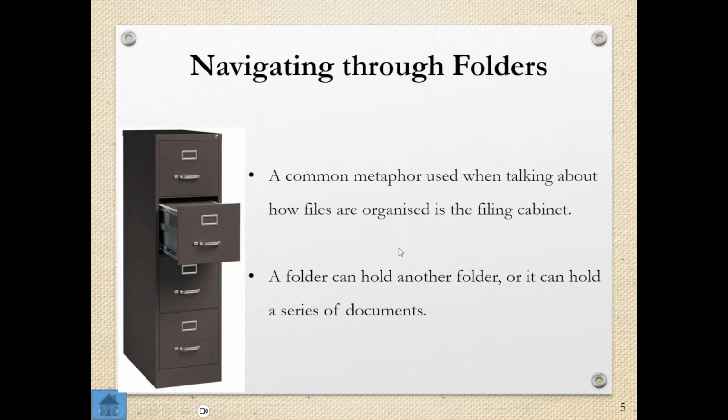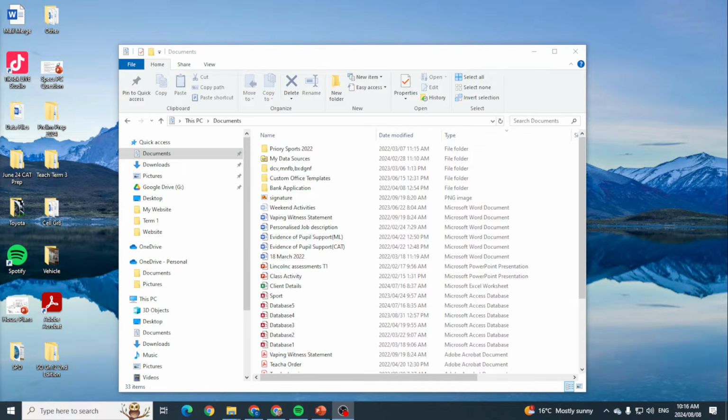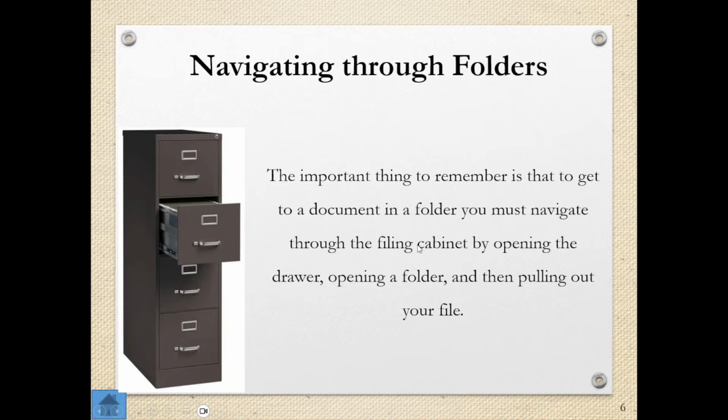A folder can hold another folder, or it can hold a series of documents. So what did I show you when it came to our documents? I showed you that here I've got my documents folder, and inside my documents folder, I've got folders and I've got files. And this is exactly what it's saying. And the important thing to remember is that to get to a document in a folder, you must navigate through the filing cabinet by opening the drawer, opening the folder, and then pulling out your particular file. So it's important to know exactly where that file is.